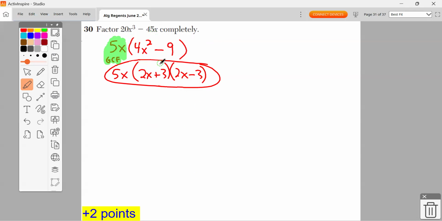Now we want to do reverse FOIL. What times what is negative 9 that adds up to 0? However, your A value is 4. So that could be a 4x and an x or a 2x and a 2x. Well, what we want to do is that is really the difference of 2 perfect squares. That's really 2x plus 3 and 2x minus 3. You have to bring down your 5x right here to put in front of those 2 sets of parentheses.